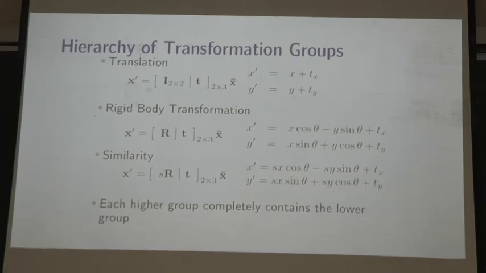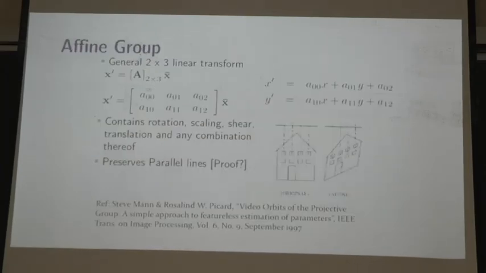So one last group that I'll talk about and end here on this slide is the affine group. Now this is the general 2 by 3 linear transformation. By 2 by 3 I mean the third row can be 0, 0, 1 if you are writing it as a 3 by 3 matrix, it doesn't really matter. So this is the general A1x plus A2y plus A3, A4x plus A5y plus A6.